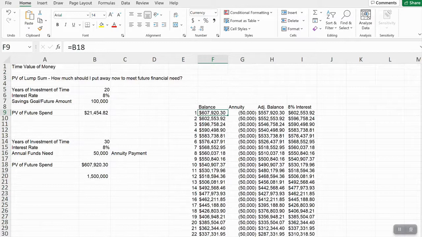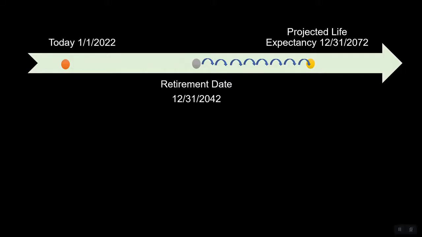If my interest rate was like 10%, then at 10%, I would actually increase my balance by more than what I'm utilizing year over year. So back to my calculation. Let's assume now today is January 2022, but I'm not retiring for another 20 years. So my retirement date is 12/31/2042. And I hope to live another 30 years past that. So I need my 50,000 every year.